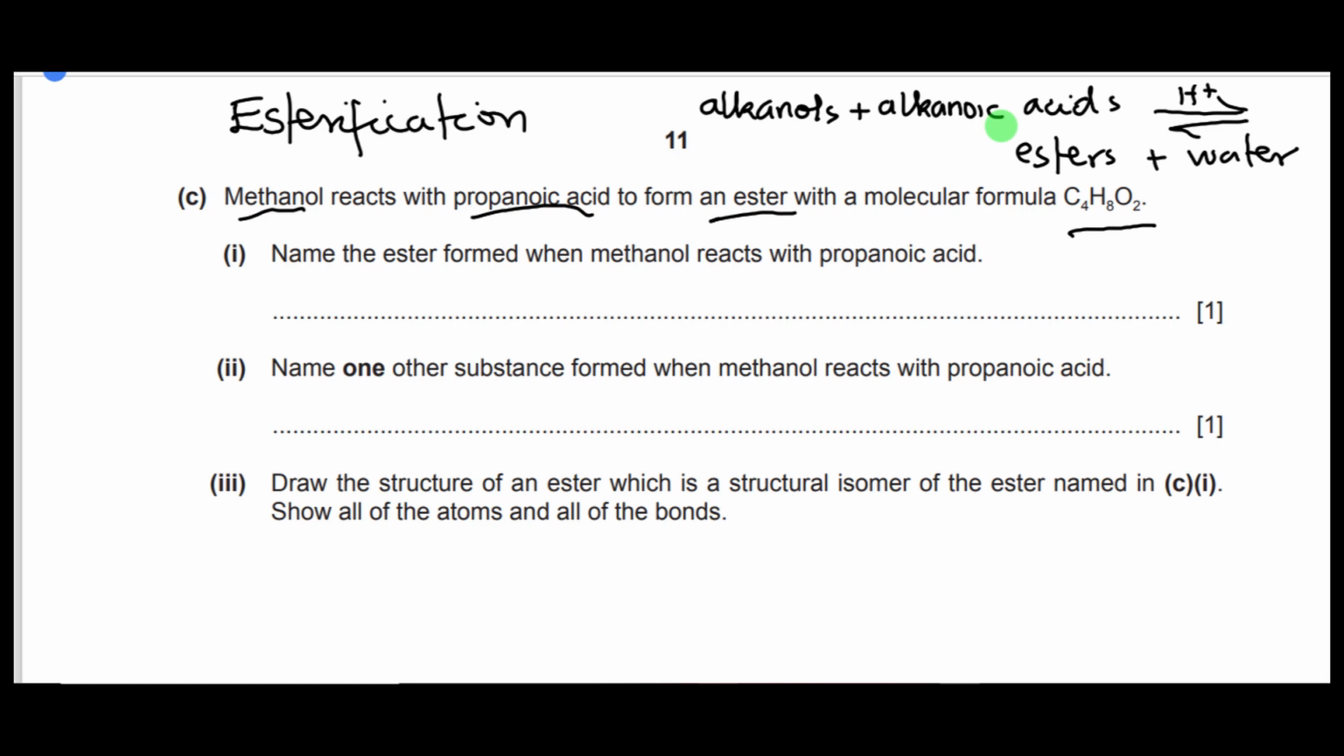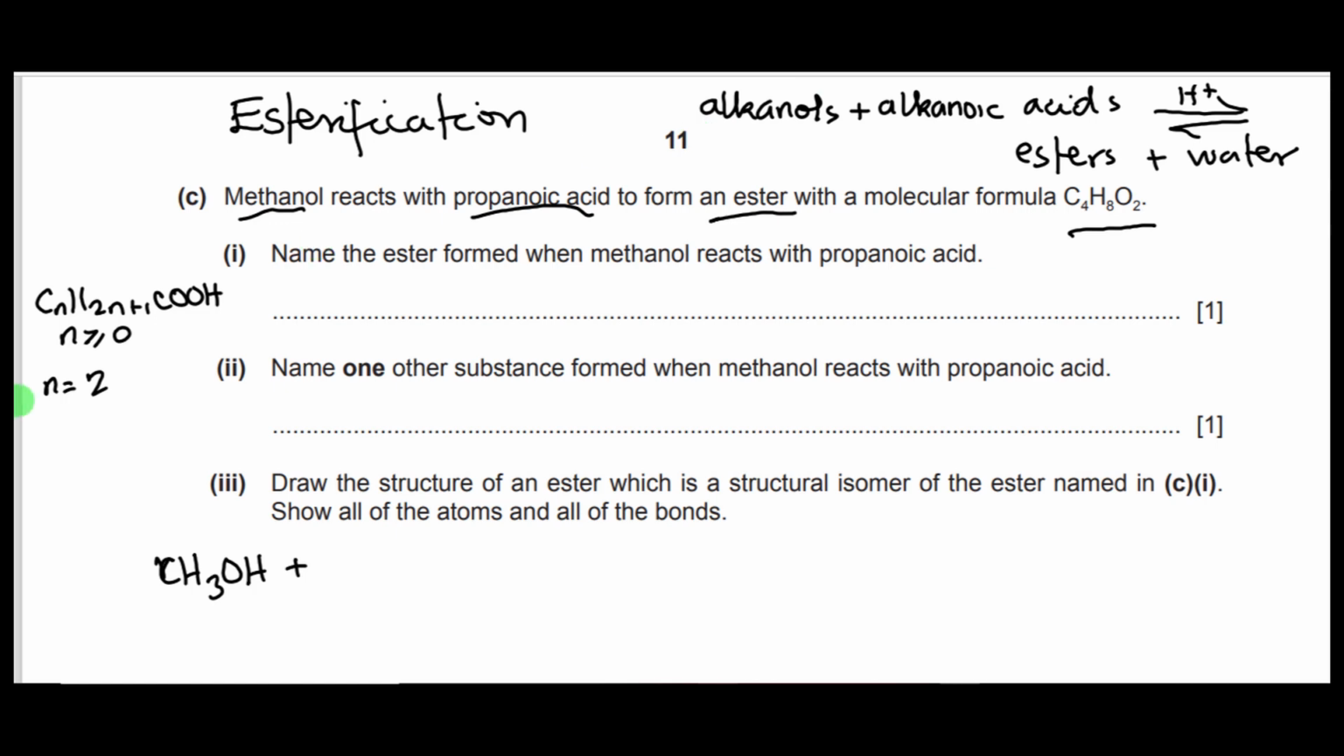combining. So here we are told to name the ester formed when methanol reacts with propanoic acid. Before you name it, first of all write the formula. You know how to write the formula. Methanol is CH3OH plus propanoic acid. From the formula CnH2n+1COOH, where n is greater or equal to 0. So for propanoic acid, n will be equal to 2, because it's already 1.